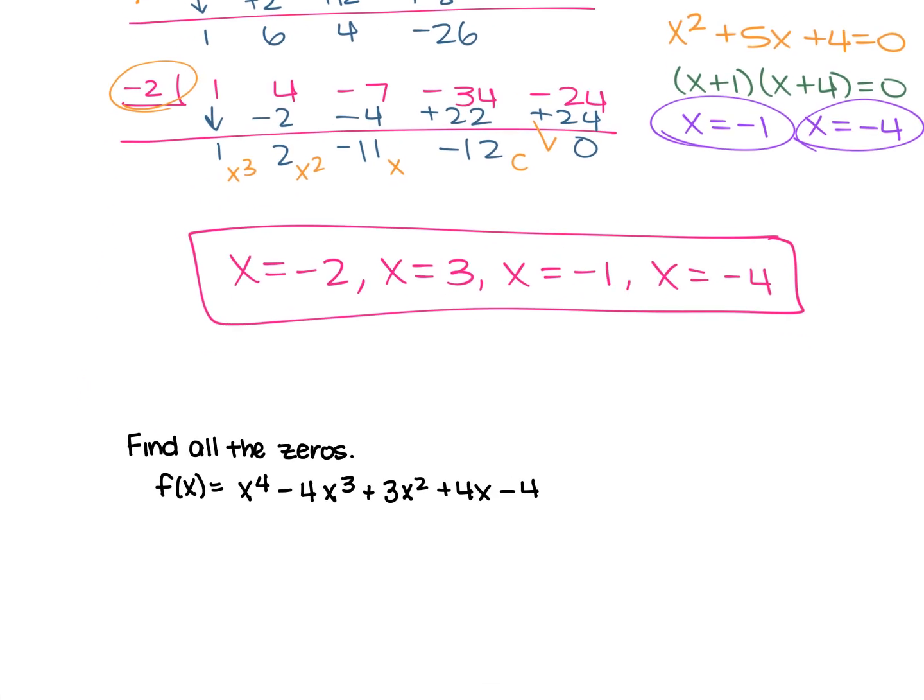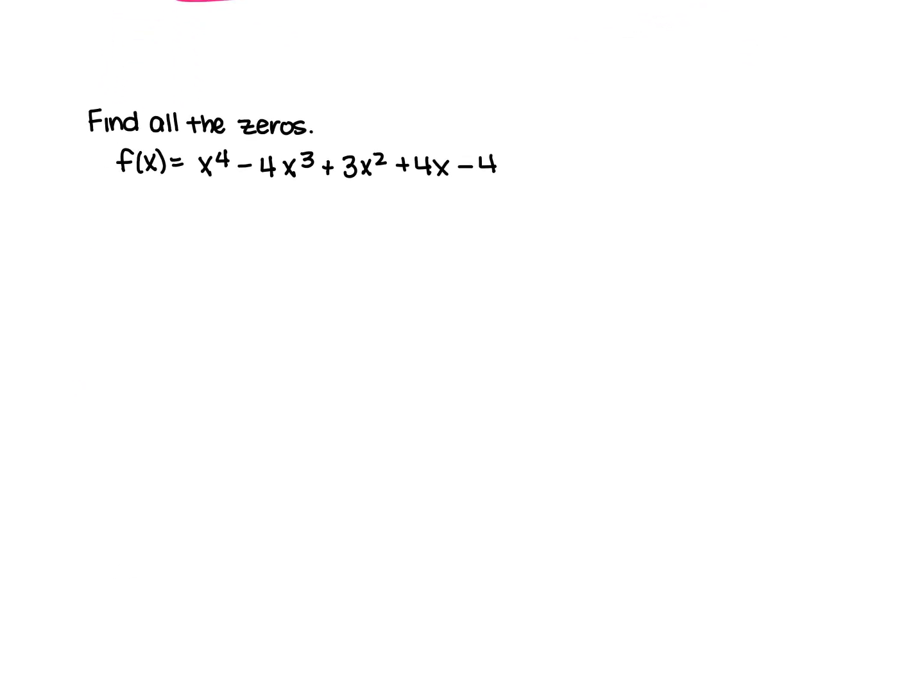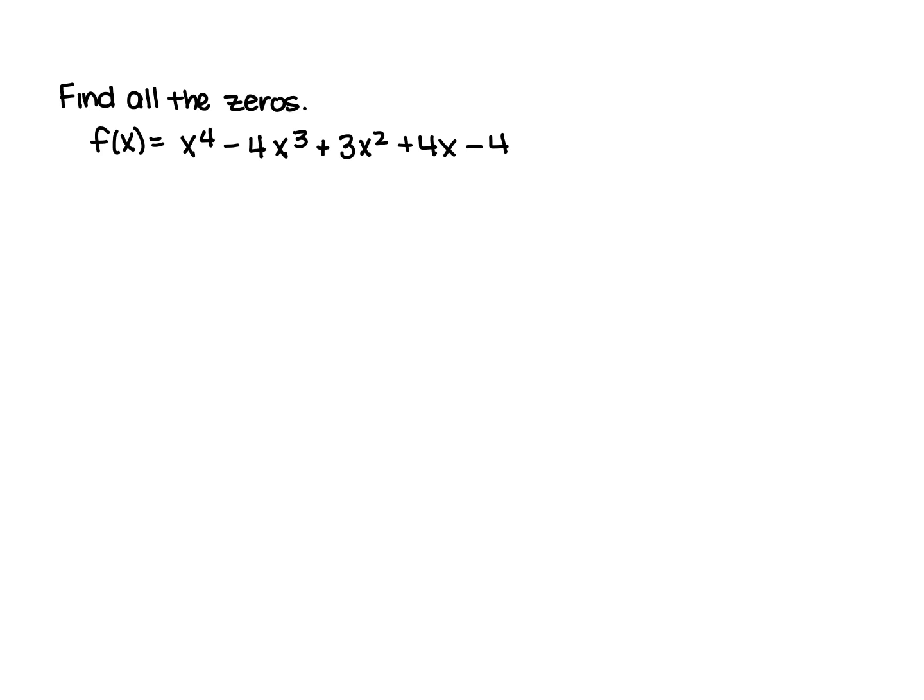For your next example, you're finding the zeros of f of x is equal to x to the 4th power minus 4x cubed plus 3x squared plus 4x minus 4. Your constant in this one is the negative 4, which has factors of plus or minus 1, plus or minus 2, and plus or minus 4. I'm going to start with the 1. I have 1, negative 4, 3, positive 4, and negative 4 on the inside.